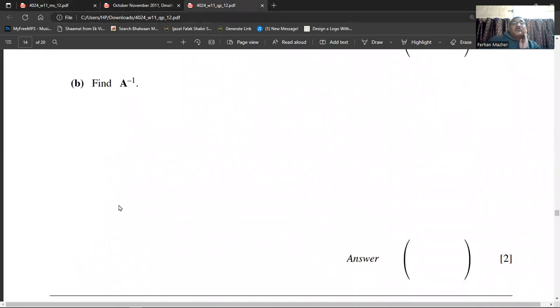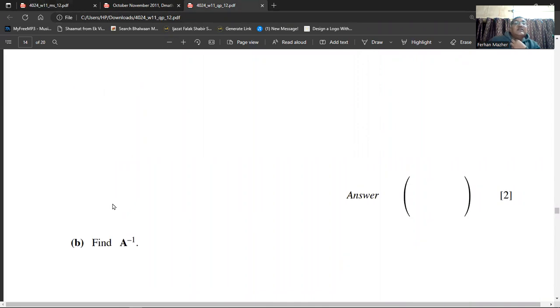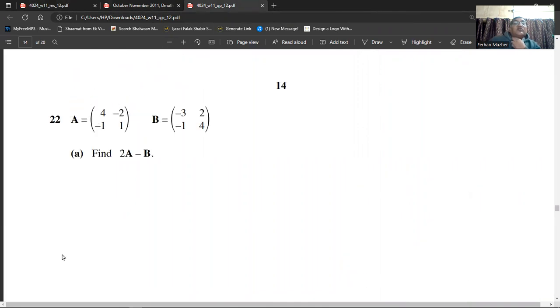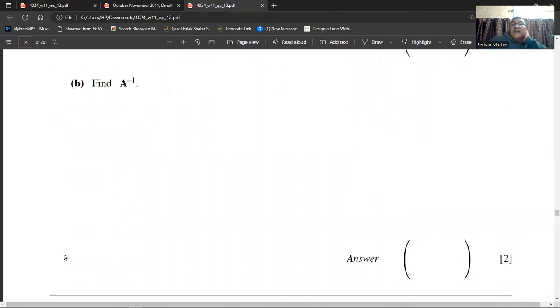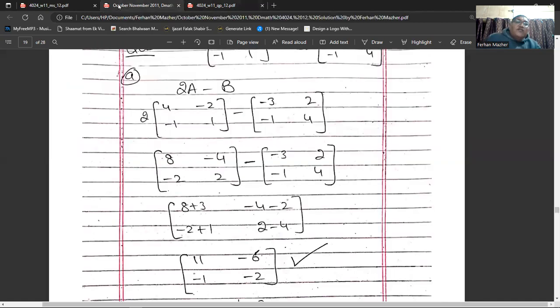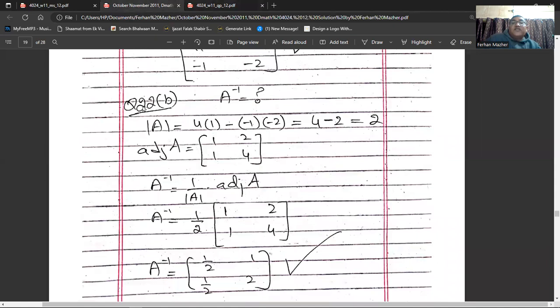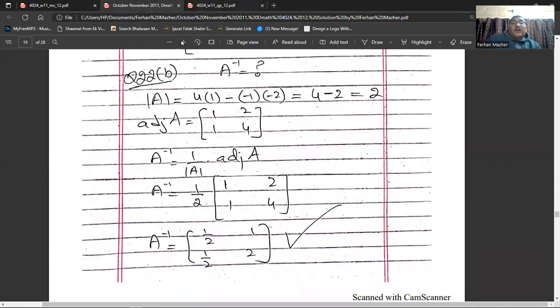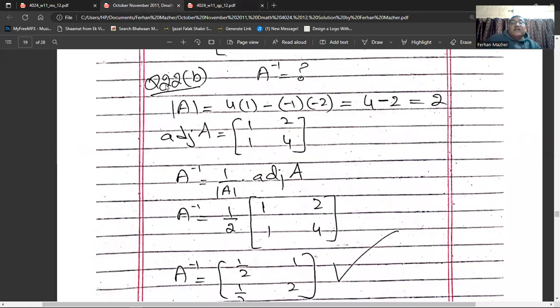Okay, so the B part, he says find the A inverse. A matrix is this. They want me to find its inverse, and it is of 2 marks. Whenever you want to find out the inverse of a matrix, you have to find out the determinant of that matrix, and then you have to find the adjoint of that matrix. And once you have found all these things, then you can find the A inverse. The formula for the inverse is 1 by determinant of A into adjoint of A.